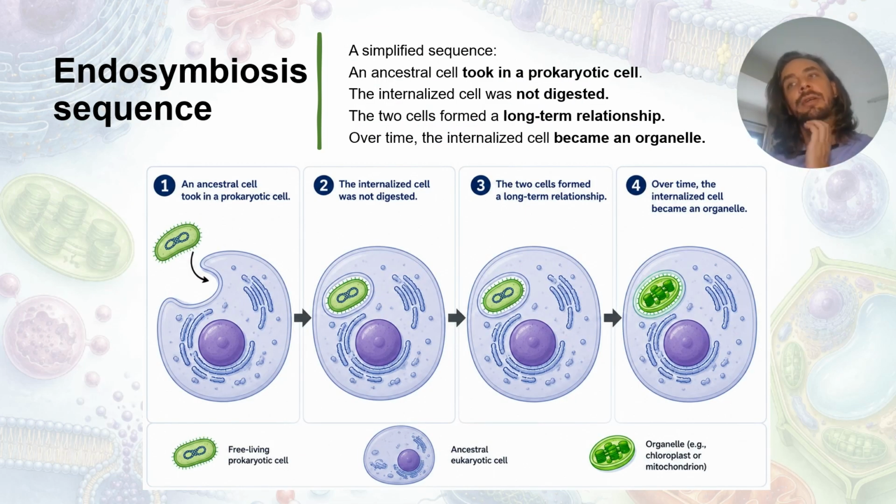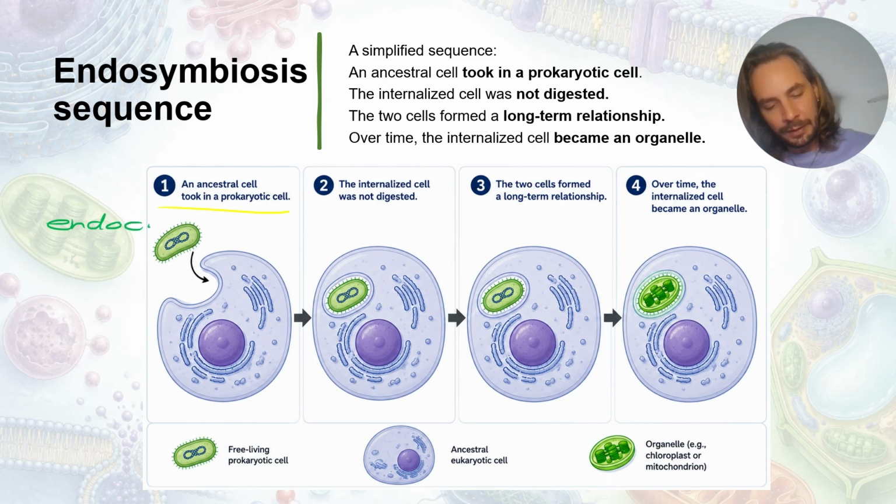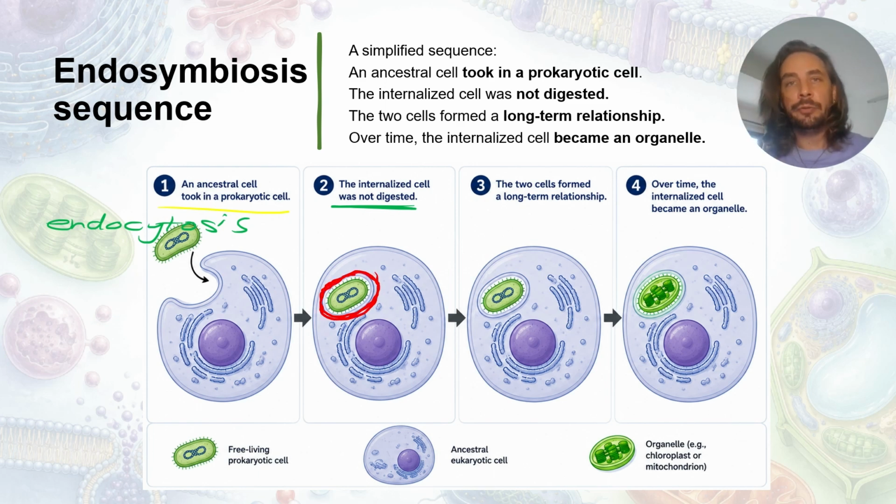Now, this sequence, if we look at a very, very simplified version, the ancestral cell took in the prokaryotic cell, and that was done with endocytosis. Now, the internalized cell was not digested. When we take in something with endocytosis, we create a vacuole around it. And usually we would send a lysosome to go and digest it, but this time it stayed undigested.